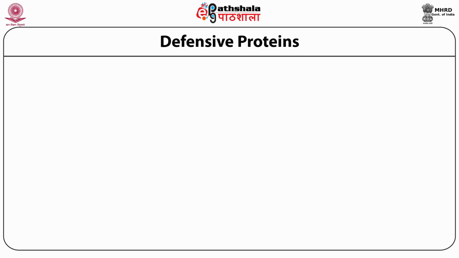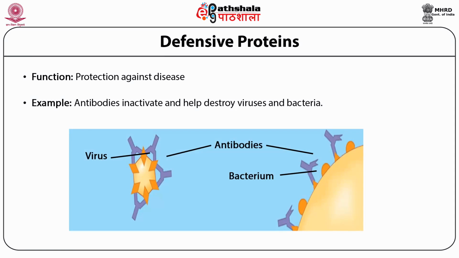Then defensive proteins, another class of proteins. The function of these proteins is protection against disease. That is the main role. Examples of defensive proteins are antibodies, which inactivate and help destroy viruses and bacteria. The antibody binds to the antigen, that means the virus or bacteria, and then destroys the entire organism via antibody-antigen interactions.